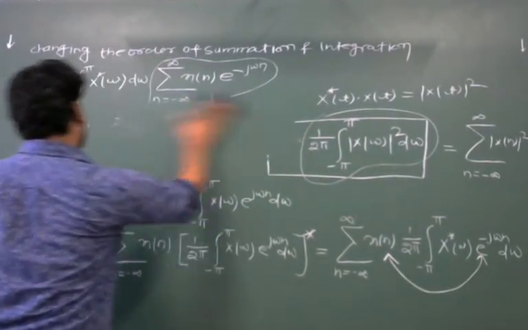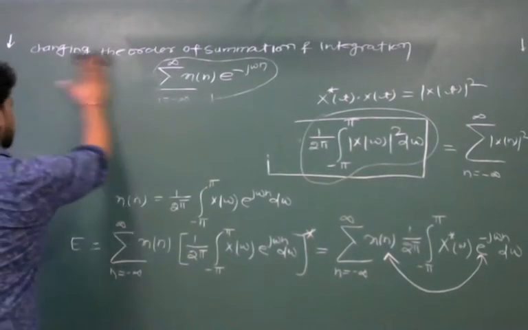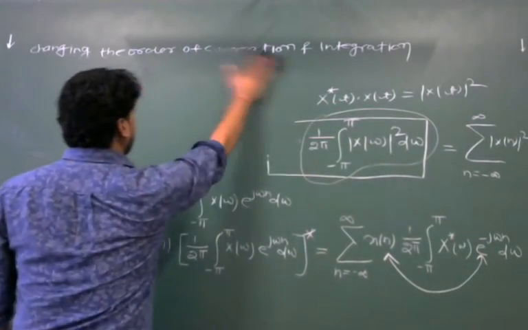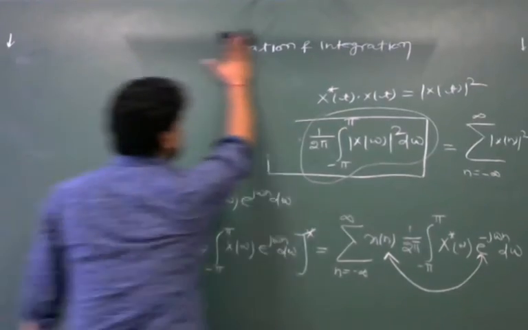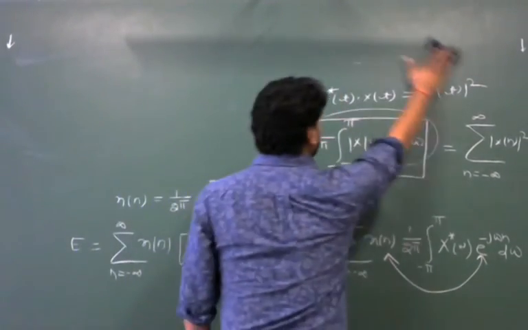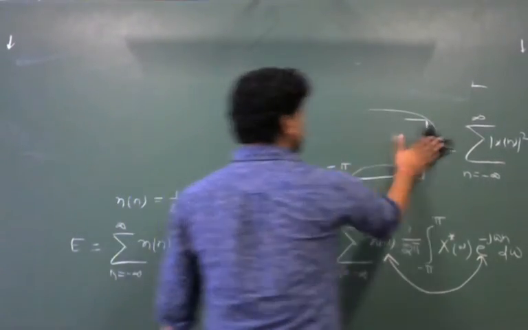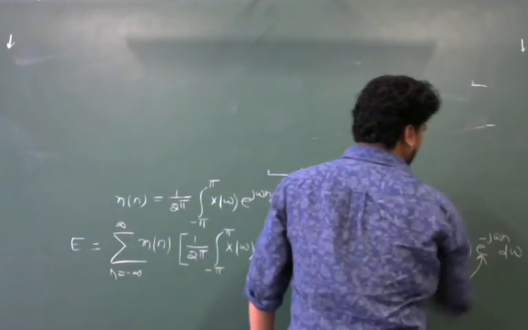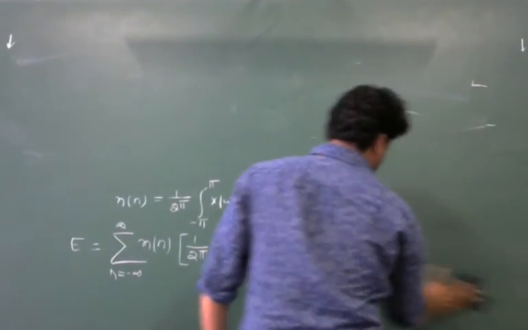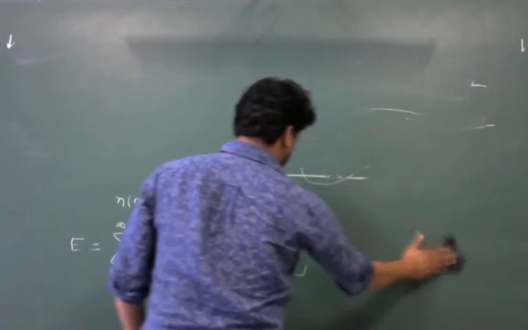With this, the properties of the discrete time Fourier transform are completed, and we will consider one or two examples and then move to the next important tool, which is the Laplace transform.